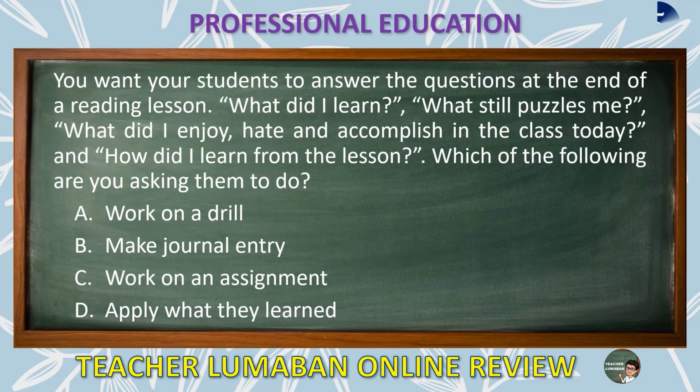5, 4, 3, 2, 1. The correct answer is letter B, make journal entry. You want your students to answer the questions at the end of a reading lesson. What did I learn? What still puzzles me? What did I enjoy, hate, and accomplish in the class today? And how did I learn from the lesson? You ask them to make a journal entry.